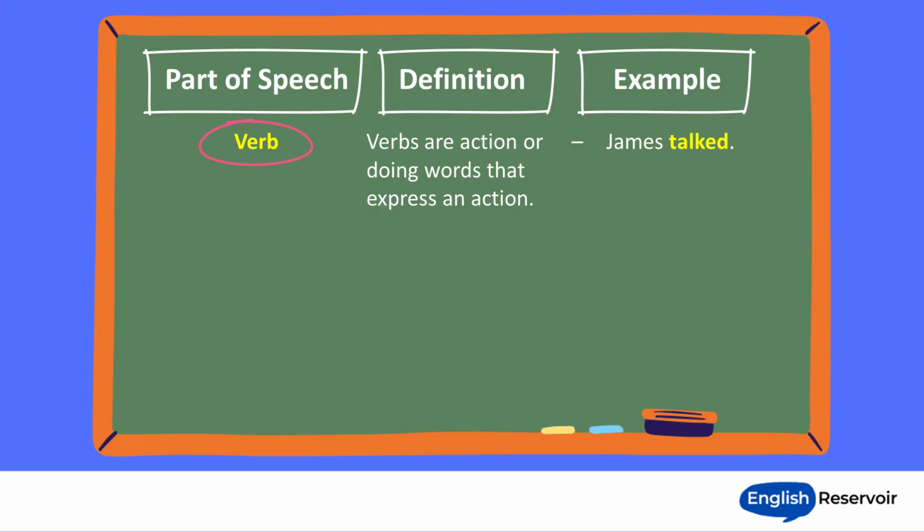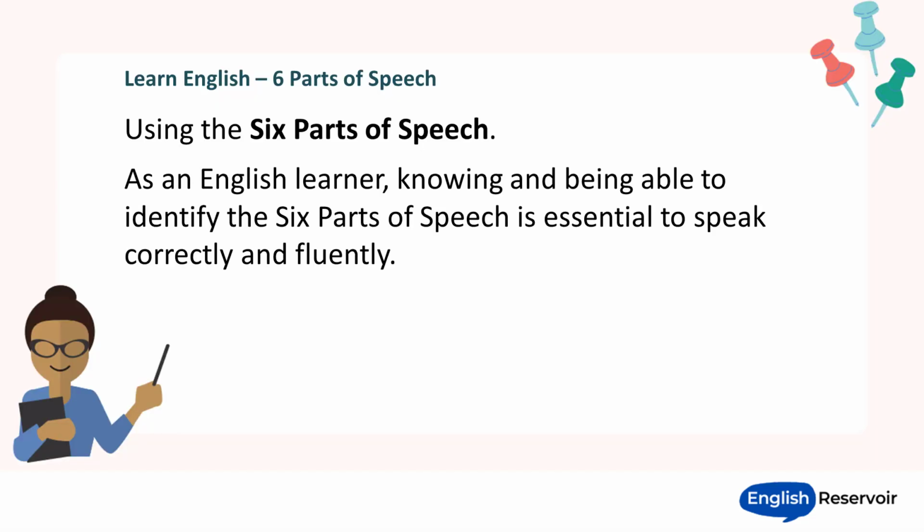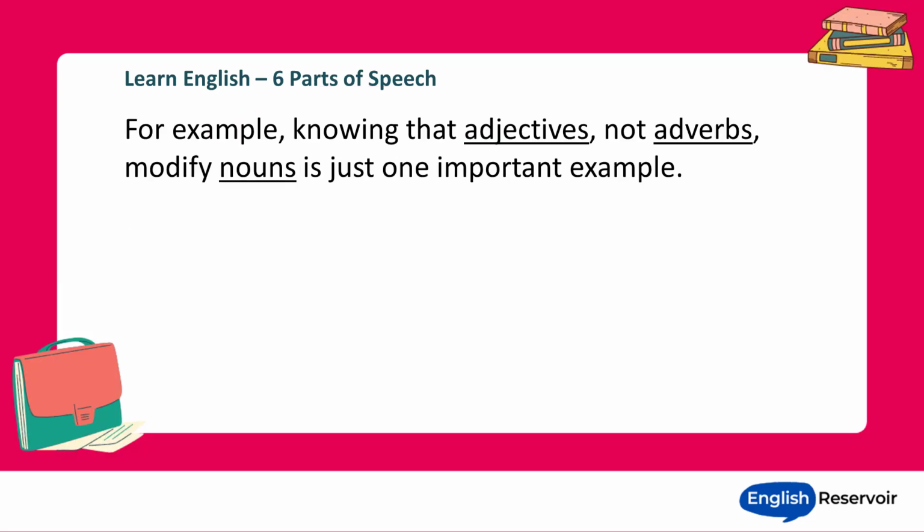Verb. Verbs are action, or doing words, that express an action. James talked. Using the 6 parts of speech. As an English learner, knowing and being able to identify the 6 parts of speech is essential to speak correctly and fluently. For example, knowing that adjectives, not adverbs, modify nouns, is just one important example.